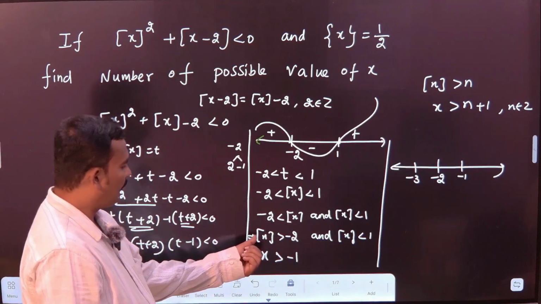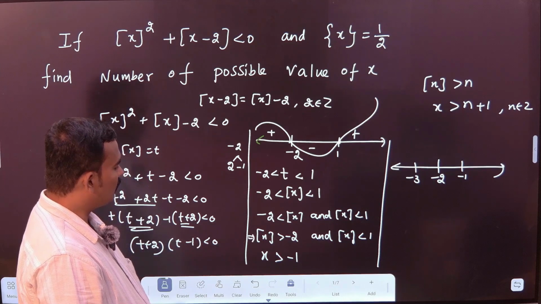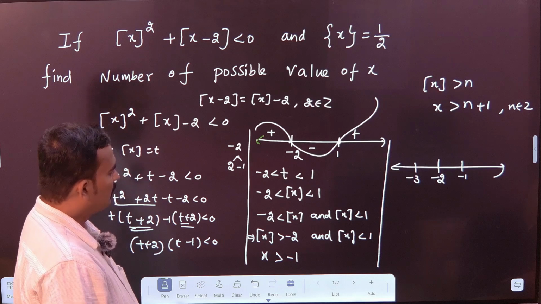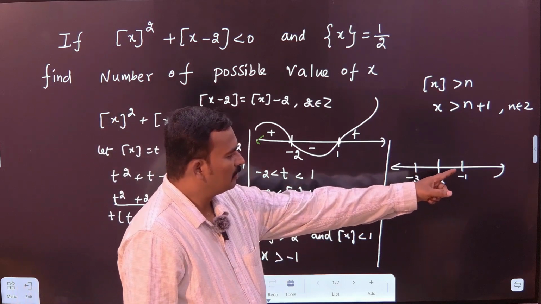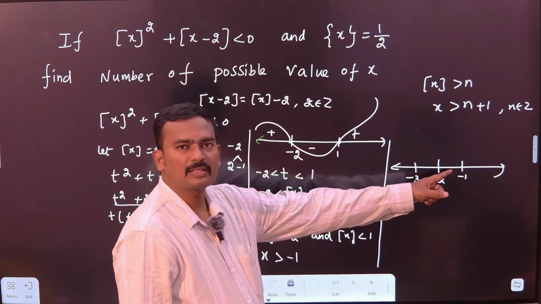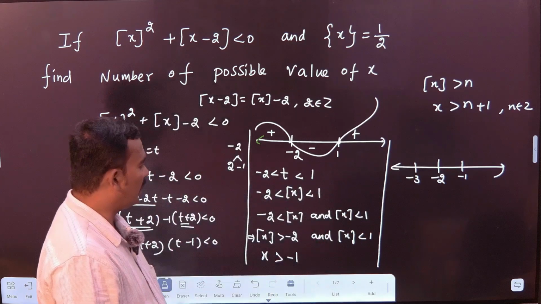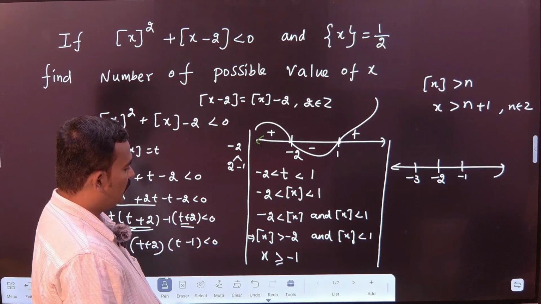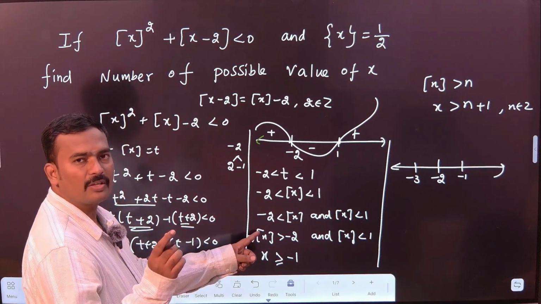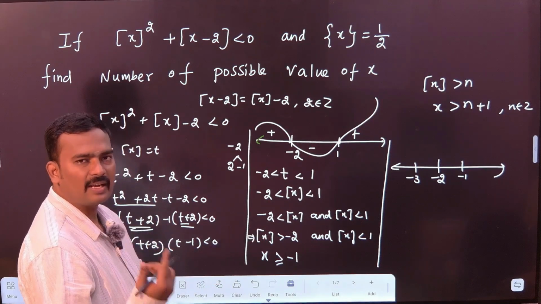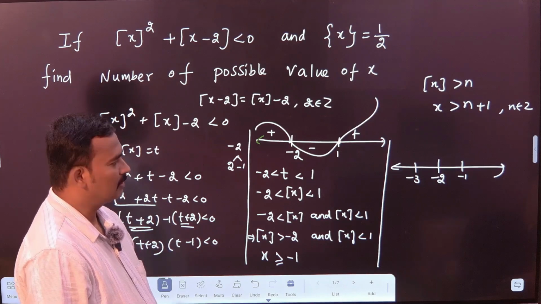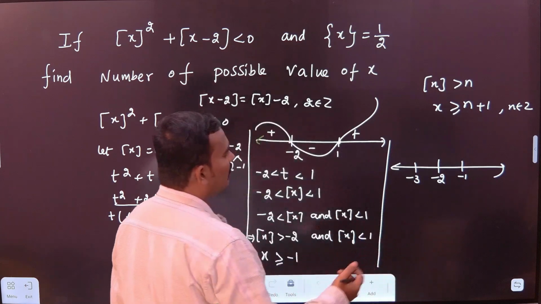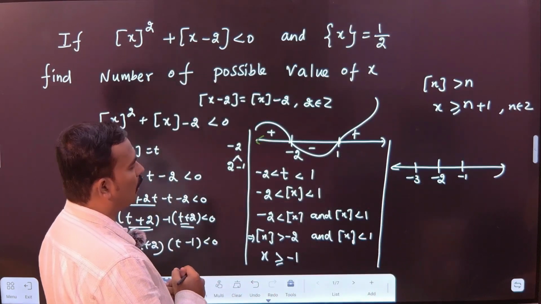If I take more than or equal to minus 1 also you can take, no? Right? If I take minus 1 point something, its greatest integer value will be minus 2. You cannot take it. But you can take minus 1 also, right? If I take minus 1, the greatest integer function of minus 1 is minus 1. Minus 1 is greater than minus 2. Clear? So, therefore, you can equate. X is greater than or equal to n plus 1.